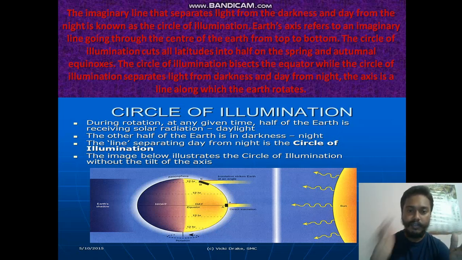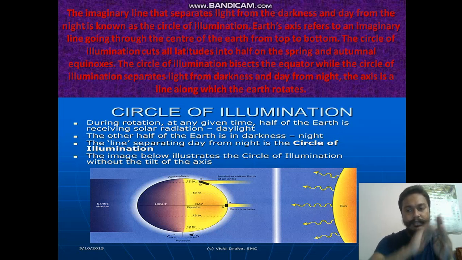If anyone asks you what is circle of illumination, it is an imaginary line which separates the darkness from light, or day from night. Now how does it happen? This is the earth, this is the sun. When the earth faces the sun, one side faces the sun and the other side doesn't. The part which faces the sun has light, and the area which is covered by light has a boundary, you can say.